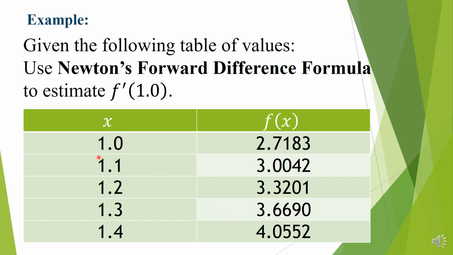You know the initial value is x naught, the function value is f naught, and the second value is x1, this is f1. Same process x2, x3, x4.